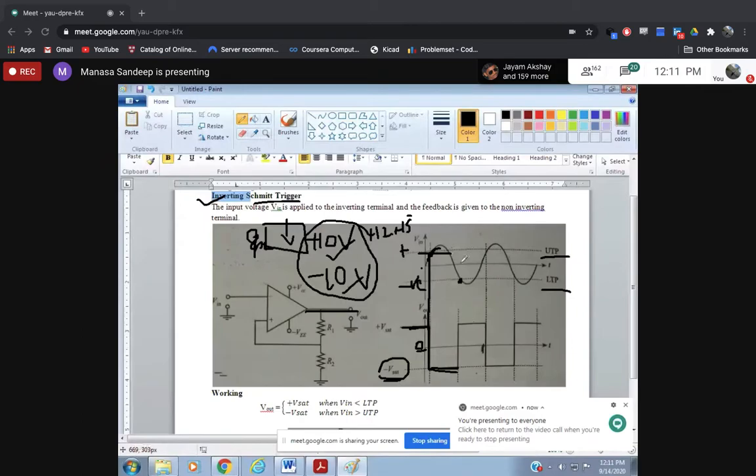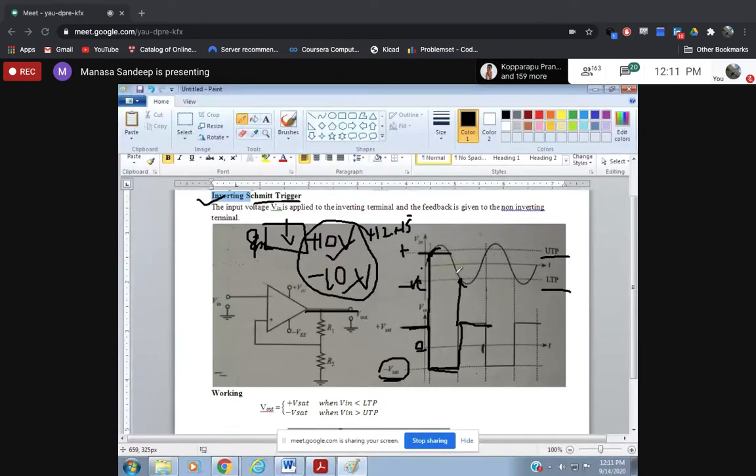Here, I was talking about the LTP point, right? Here the input is falling below this LTP line. So that's why the circuit should notify you. Because it is falling below the LTP value, the circuit is notifying. How is it notifying? The output was in the minus V saturation, now it is moving to plus V saturation.